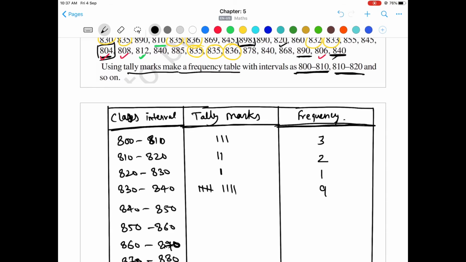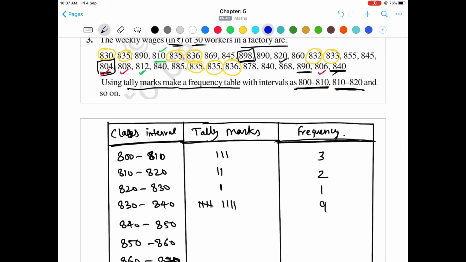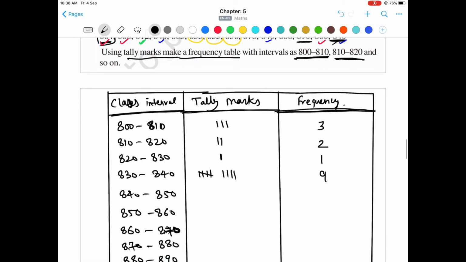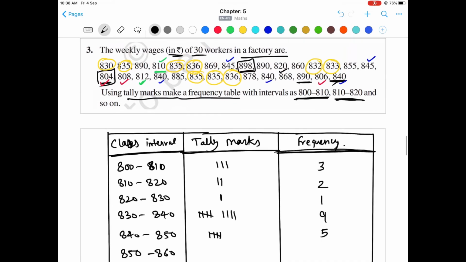840 to 850, let's count. So this first, second, third, 4 and 5. So its number is 5 now. Let's write it here. 1, 2, 3, 4, 5. Tally mark will be 5 here. Next count in 850 to 860.